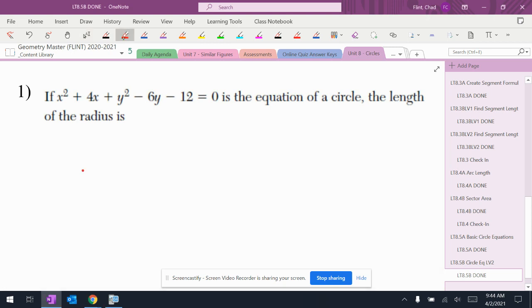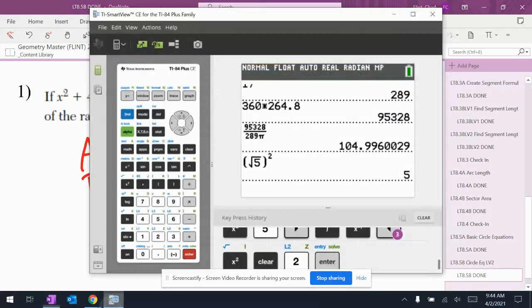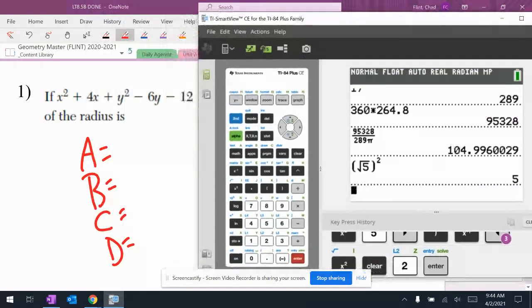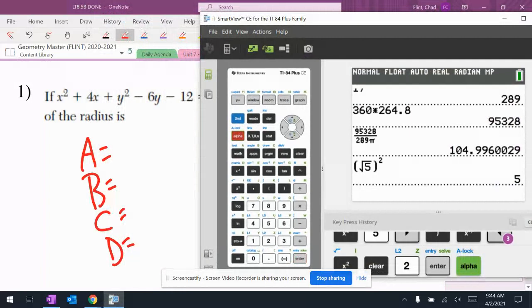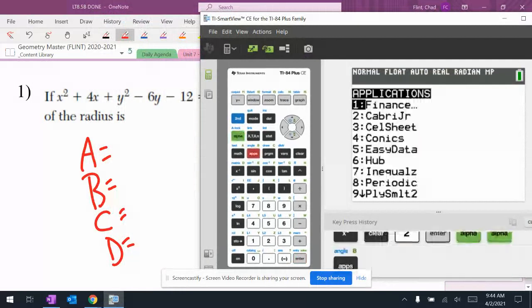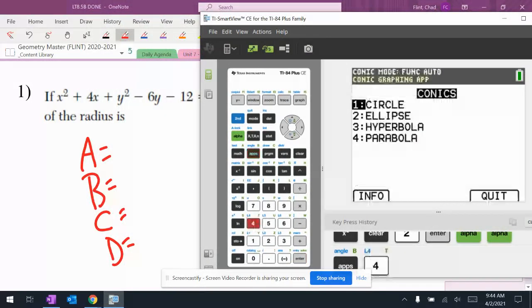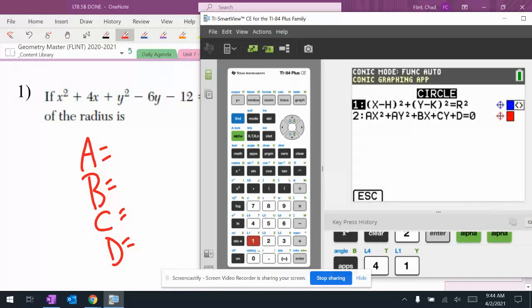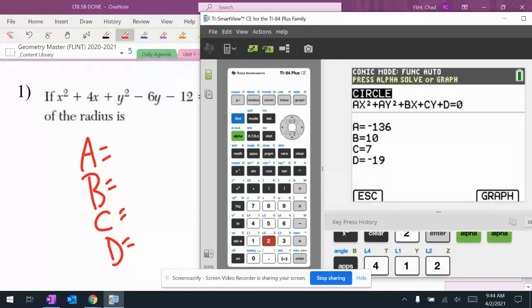So what I like to do is have people write down A equals, B equals, C equals, D equals. And I don't expect you to remember where those come from. So we go to the calculator, we hit alpha, not apps, sorry. We hit apps, then we hit 4 for conics, 1 for circle, and then 2, because it's in that second form there. And then I'm just going to put in what I have here.